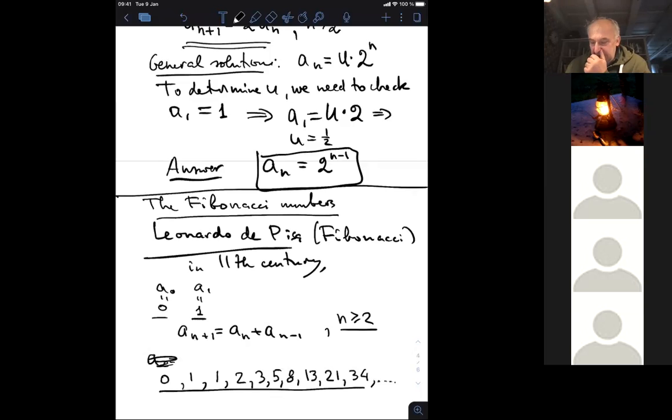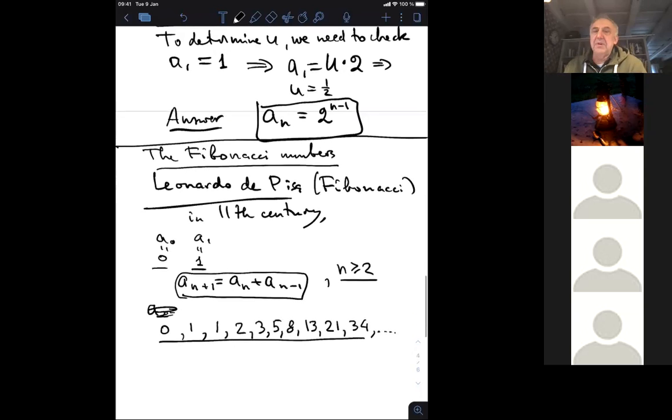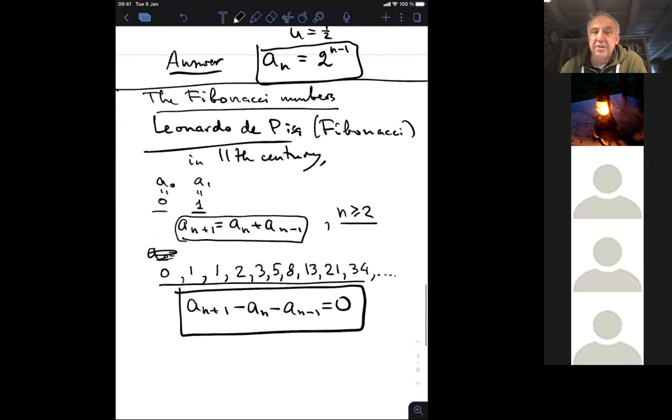Okay, but I want to point out that we have a rather simple recurrence relation, a linear homogeneous recurrence relation of order 2, which is of the form a_{n+1} minus a_n minus a_{n-1} equals 0. So this is our basic recurrence relation satisfied by the Fibonacci numbers, and it works for n at least 1. And we have the initial conditions a_0 equals 0, a_1 equals 1.